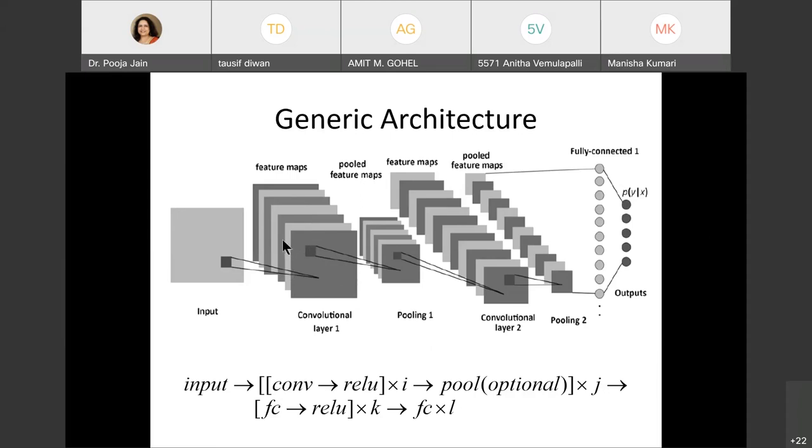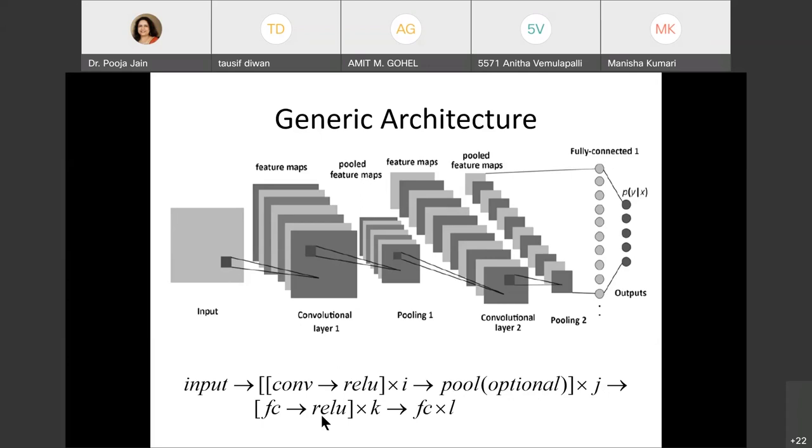After this input, the convolutional operation is there. This is represented by this conv. Neurons present in this convolutional layer are generally activated with the help of the ReLU activation function. So convolutional followed by ReLU. This architecture, convolutional followed by ReLU, is repeated several times. After repeating this, we use a pooling layer, but it is optional. We may use it, we may not. See this entire architecture from this bracket to this bracket: convolutional followed by ReLU, multiplied by I times, is followed by pooling, which is optional. This entire architecture is repeated J times.